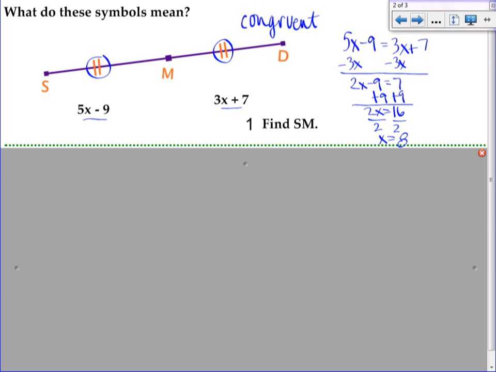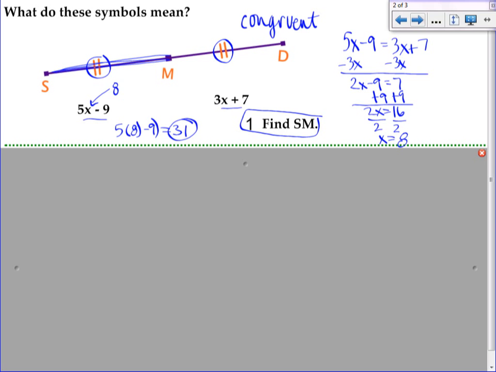Now, 8 is not the answer. Why? Because we don't have to just solve the equation, we have to substitute it in. They asked for the length of segment SM. They want to know how long this segment right here is. Well, we just figured out that x is 8. So if we substitute that in, 5 times 8 and then subtract 9, what do we get? That is the answer. So make sure you're reading the directions on those.